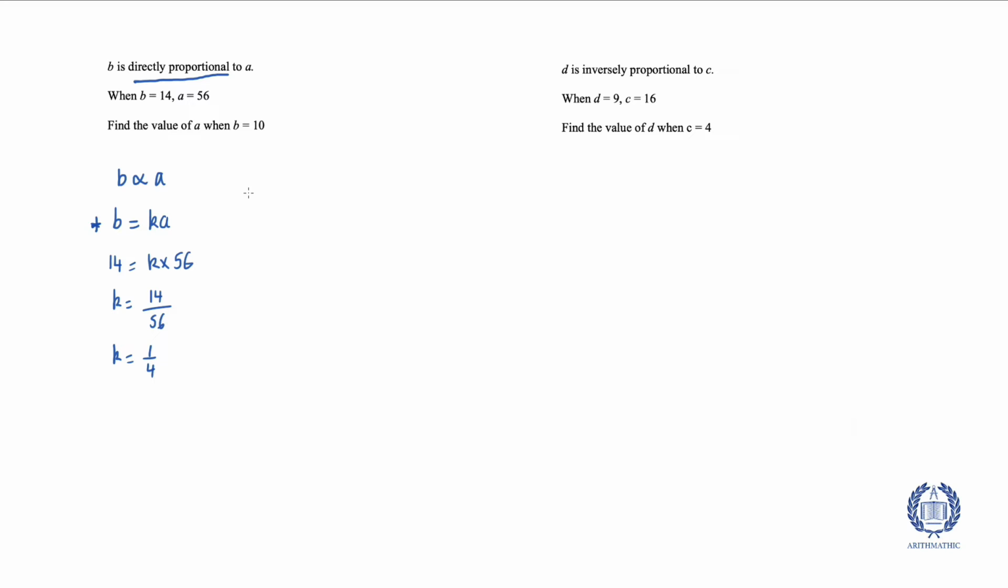Now, how does that look? Essentially, what you're going to have is B equals, now instead of saying K, because I know what K is, which is a quarter, I'm going to say a quarter A. So that's the equation that I've found now, right?